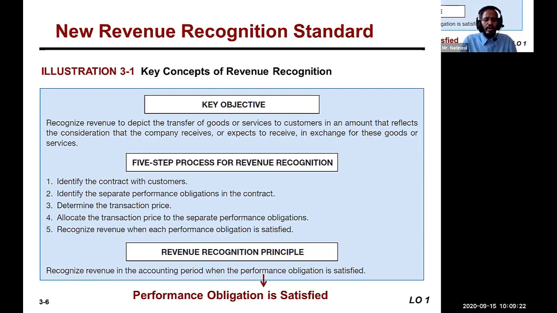Then the revenue recognition principle: recognize revenue in the accounting period when the performance obligation is what? Satisfied. The principle is to recognize revenue in the accounting period.